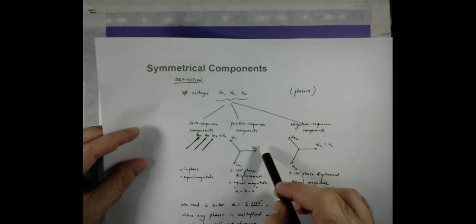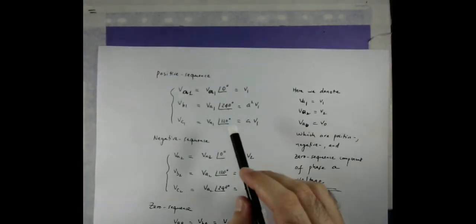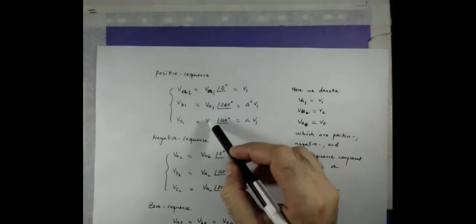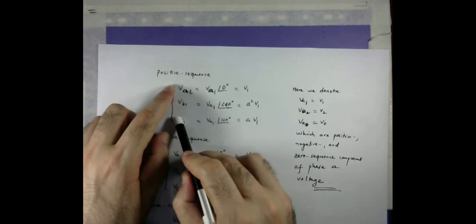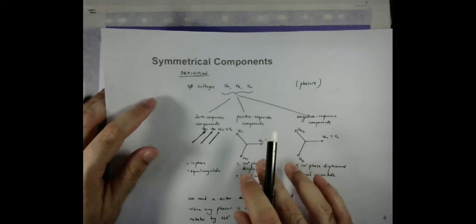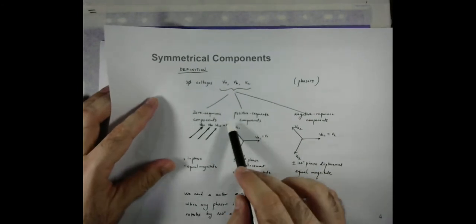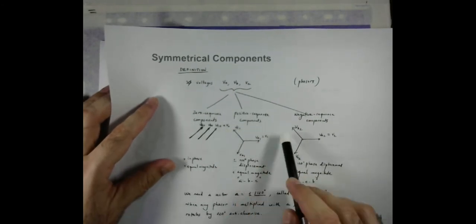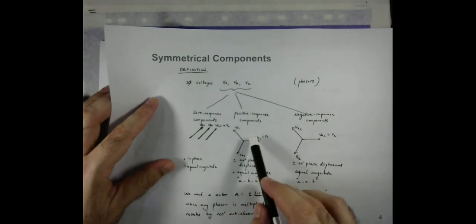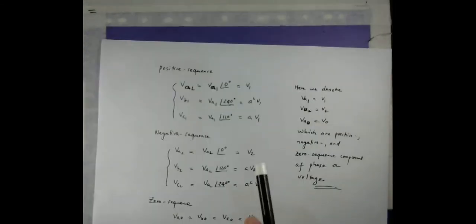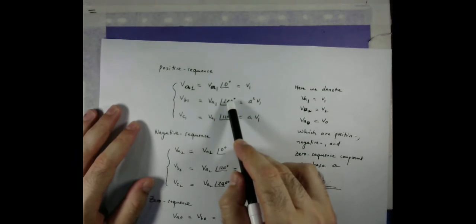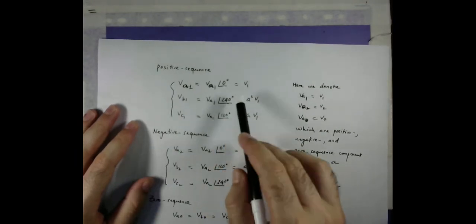So if I multiply VA1, which we call V1 here, with operator A, I will get VC1, which represents the positive sequence phase C. And if I multiply it with A square, that will be shifted by 240 degrees, and 240 is obviously also equal to minus 120.